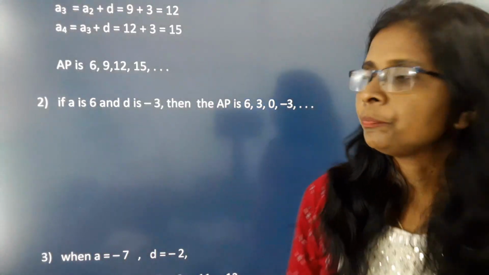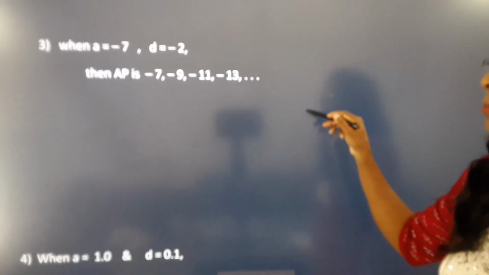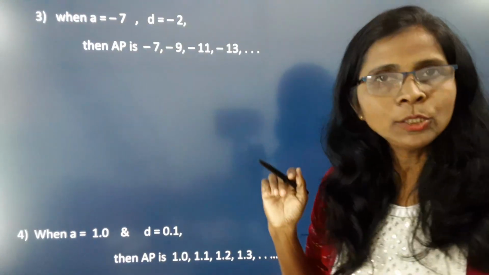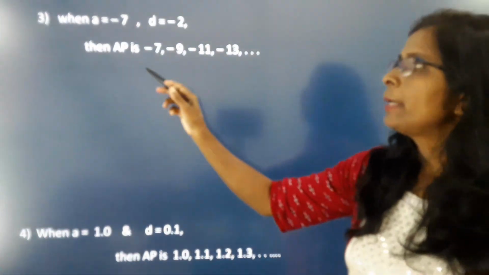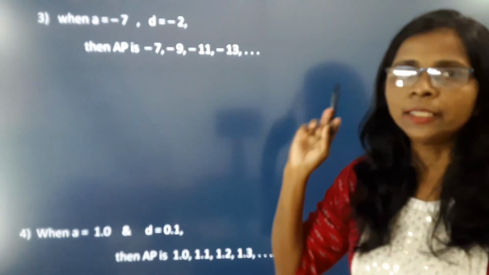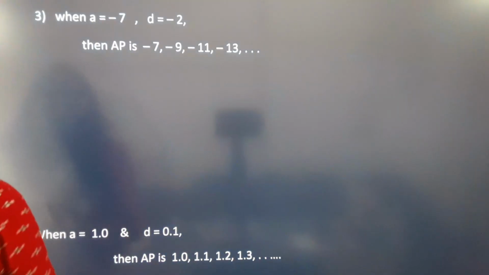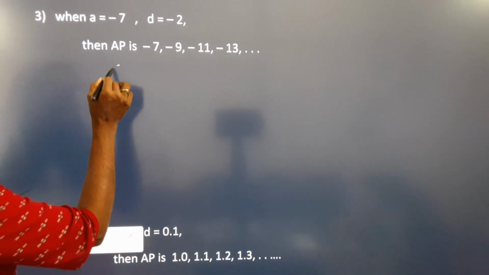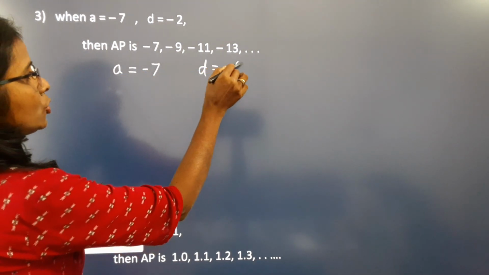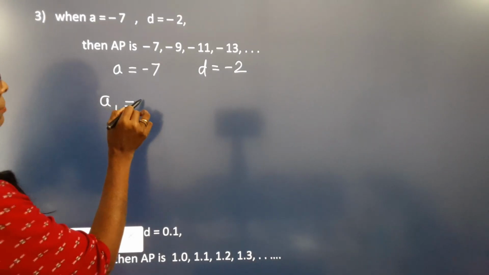Okay students? Now the third example is when a is equal to minus 7 and d is equal to minus 2, then the AP is minus 7, minus 9, minus 11, minus 13, dot dot dot. Now calculate or form this AP. Here a is equal to minus 7, d is equal to minus 2. First, we write the first term.